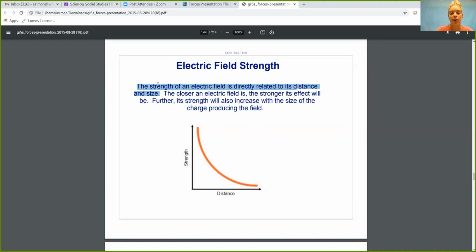Make sure you have that, and also put this in your notes. With this picture, we have strength on our y-axis and distance on our x-axis. As the distance increases, the strength is going to decrease. As the strength increases, that electric field is going to increase. If you have a higher strength, it's going to be more attracted, but the bigger the distance, the less the strength.